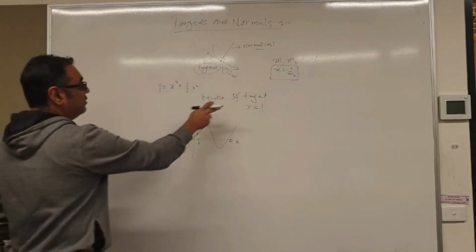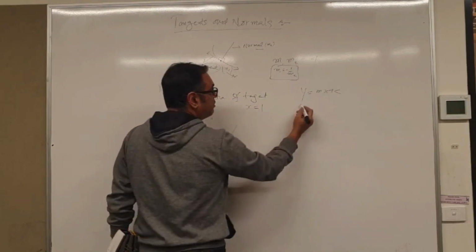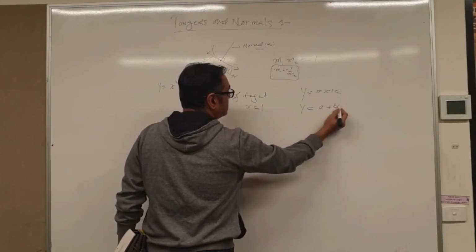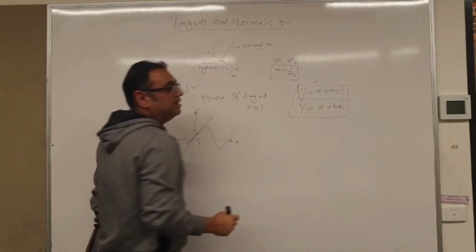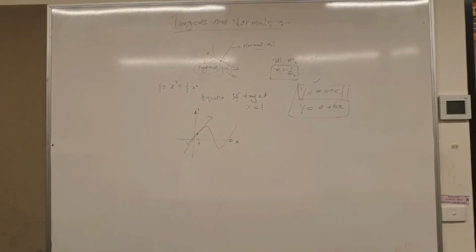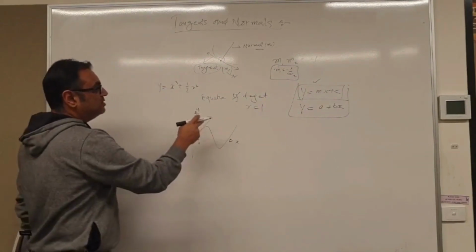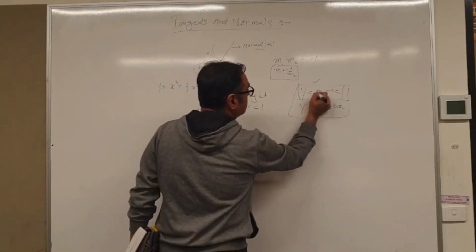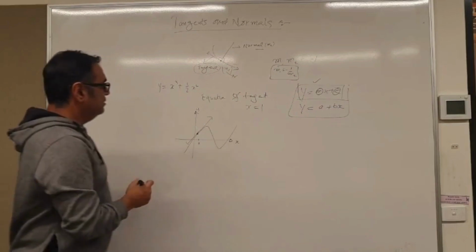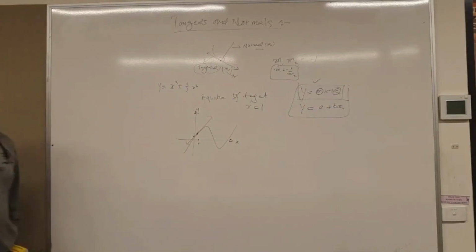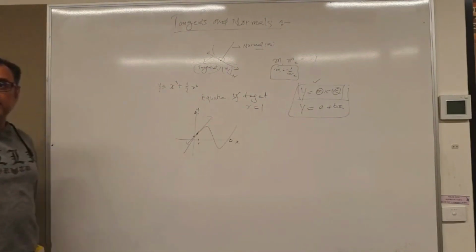So the equation of the tangent will always be in the form y equals mx plus c, or y equals a plus bx, whatever you're familiar with. 99.99% of people are familiar with y equals mx plus c. Now, how do I find the equation of this tangent? First of all, I need to know the slope. If I know the slope and the y-intercept, which is this point, I can plug all of that in and find the equation of the tangent.